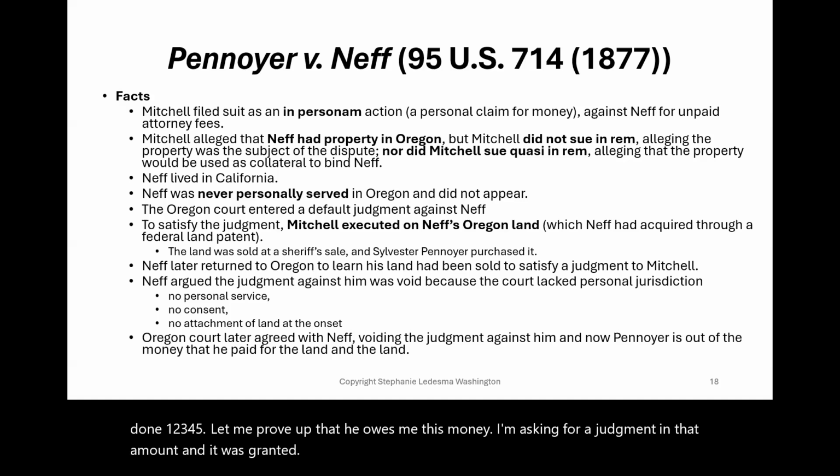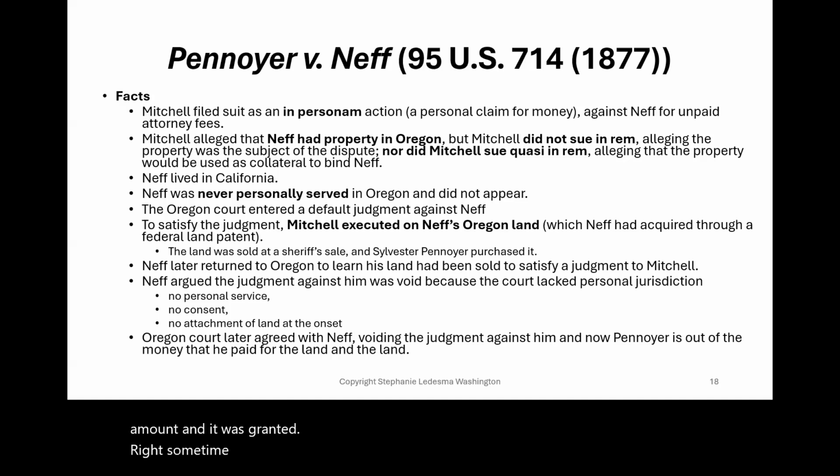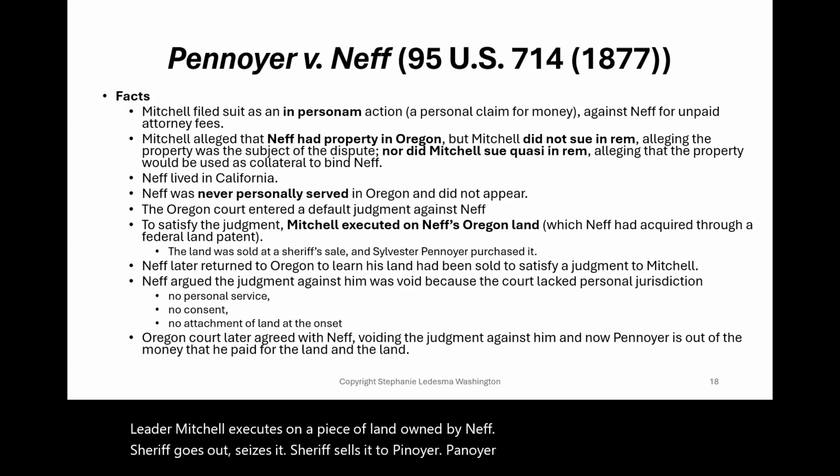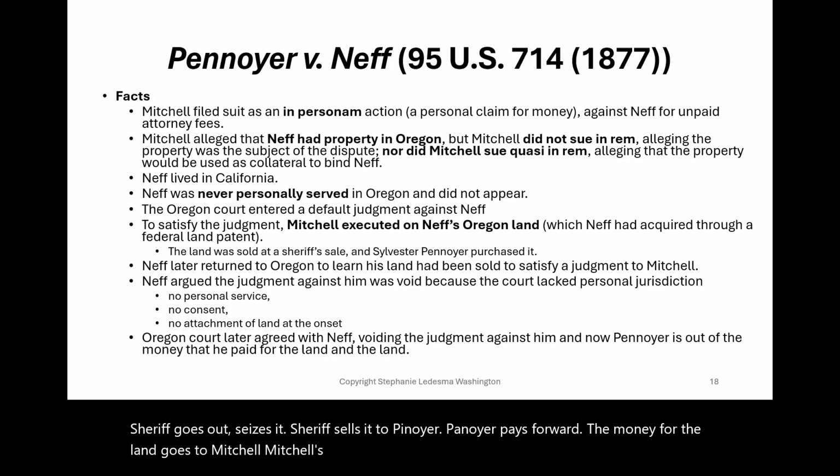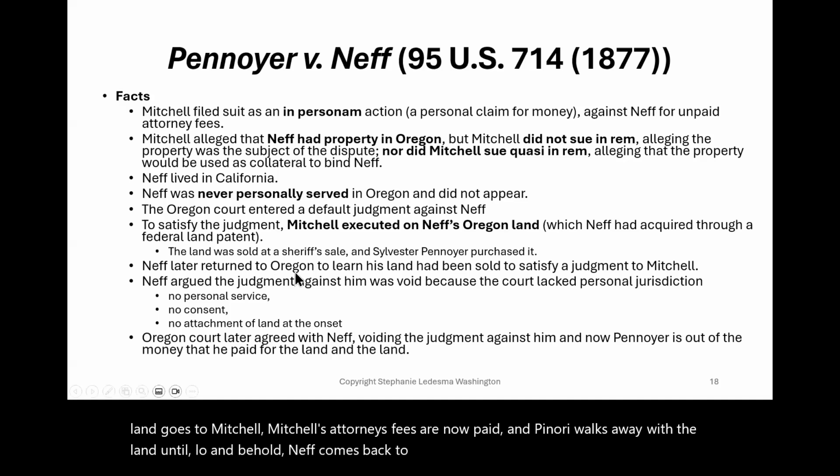Sometime later, Mitchell executes on a piece of land owned by Neff. Sheriff goes out, seizes it, sheriff sells it to Pennoyer. Pennoyer pays for it. The money for the land goes to Mitchell. Mitchell's attorney's fees are now paid, and Pennoyer walks away with the land until, lo and behold, Neff comes back to Oregon. Those are the facts.